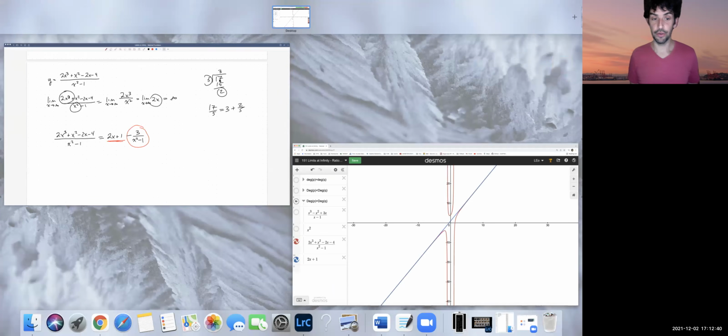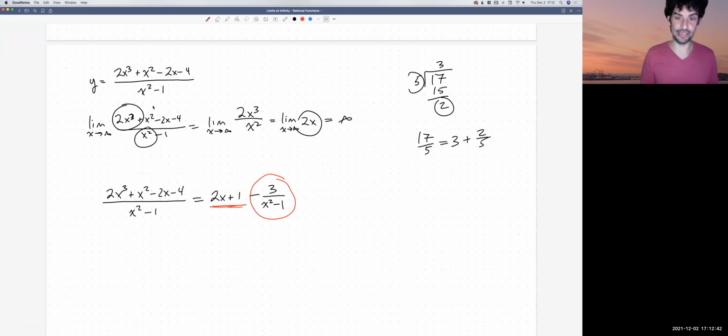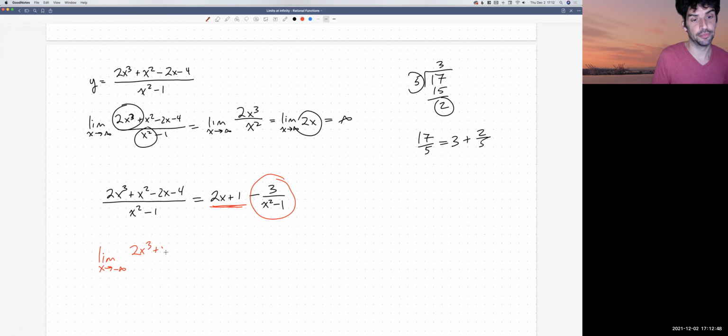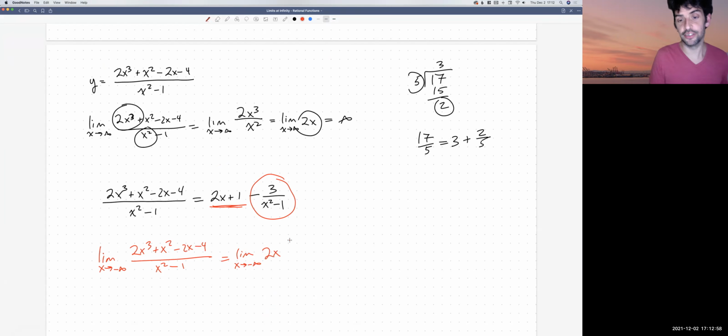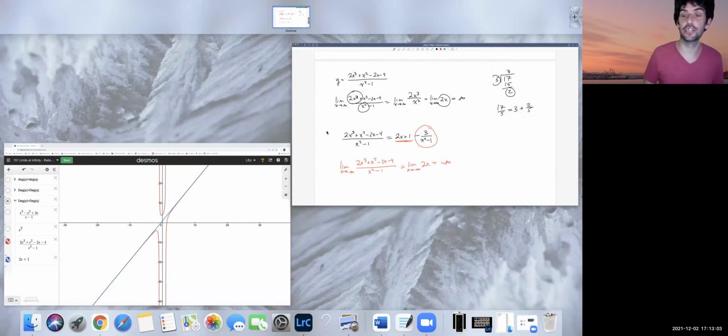Okay, right? You go back to this. If we were taking this limit to negative infinity, the limit as x goes to negative infinity of 2x cubed plus x squared minus 2x minus 4 over x squared minus 1, we can still apply that rule. This would be the limit of 2x, just like above. We get negative infinity, right? That's where that line goes.